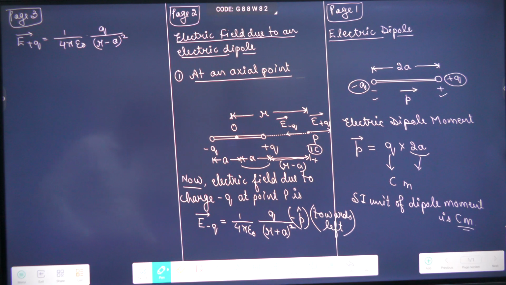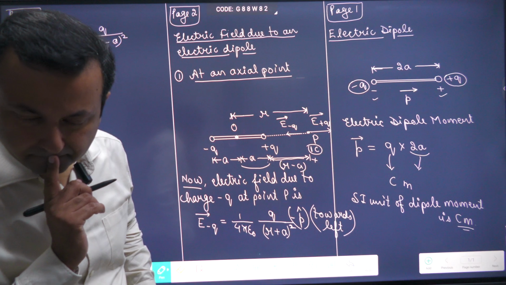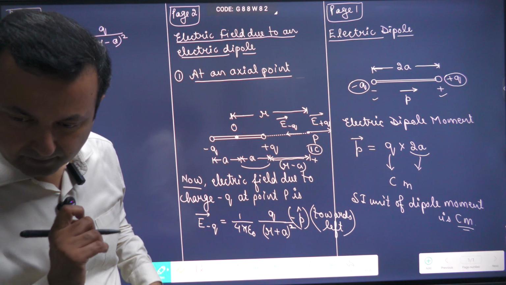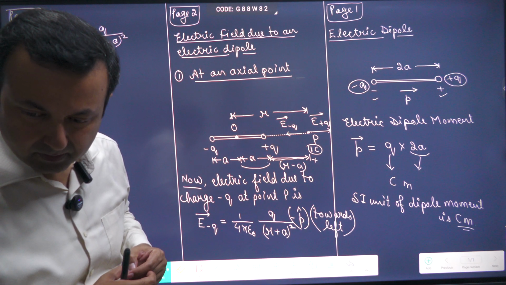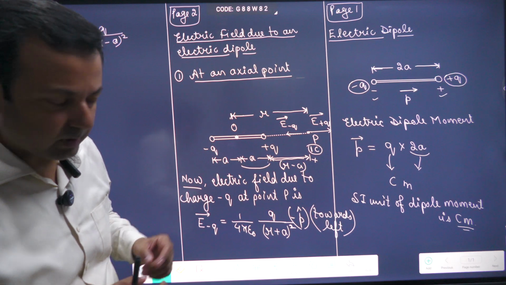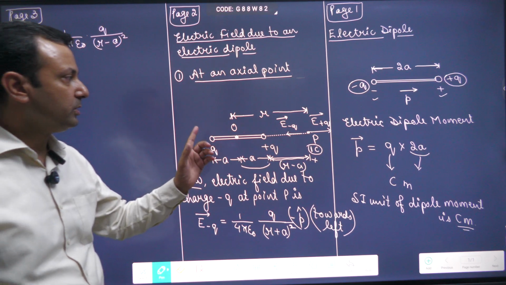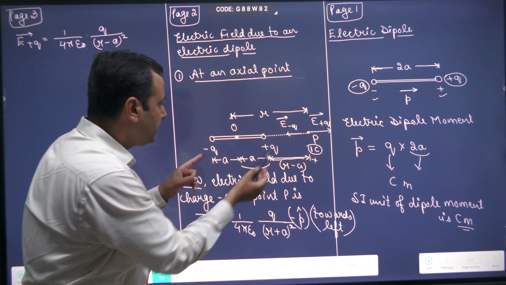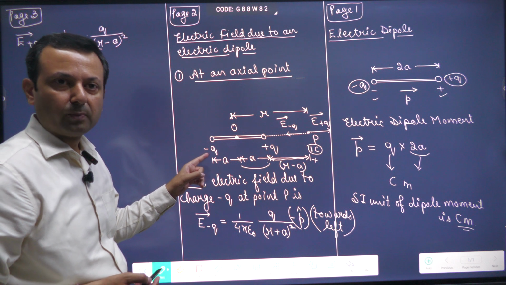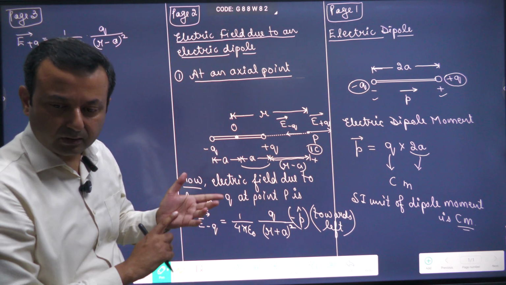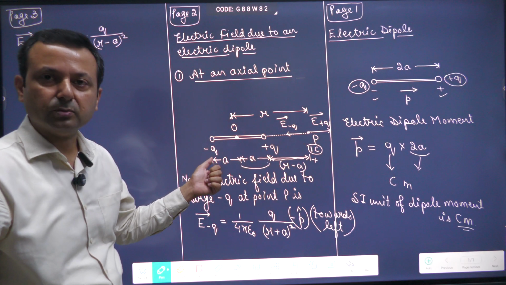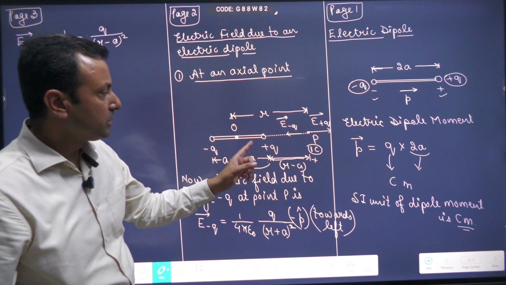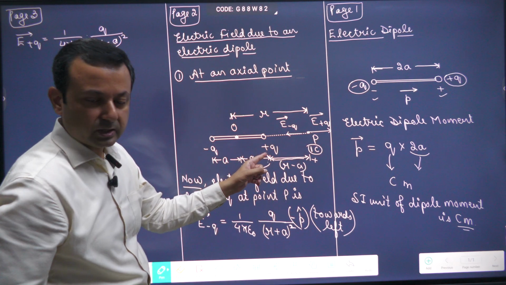Question: why are we doing E minus Q and E plus Q? E minus Q is the electric field at point P due to the charge minus Q. Similarly, we are taking E plus Q, the electric field at point P due to the charge plus Q.